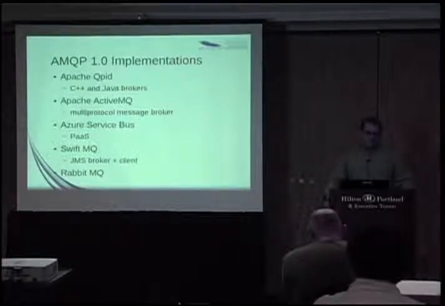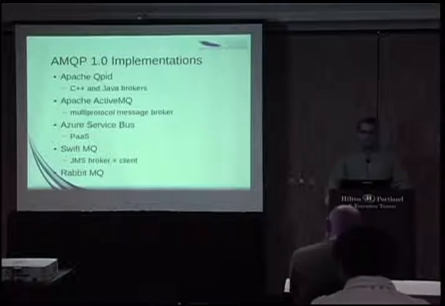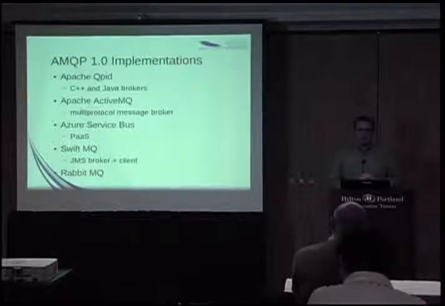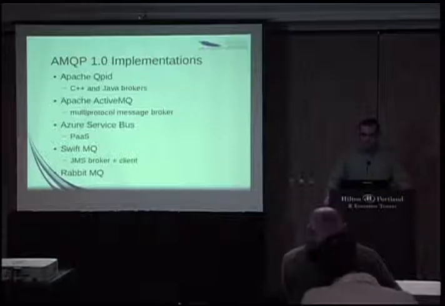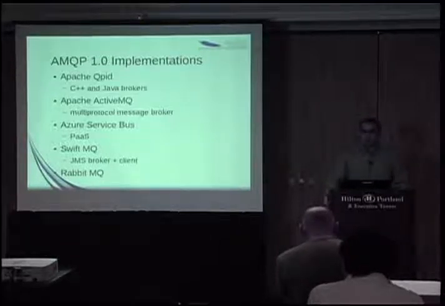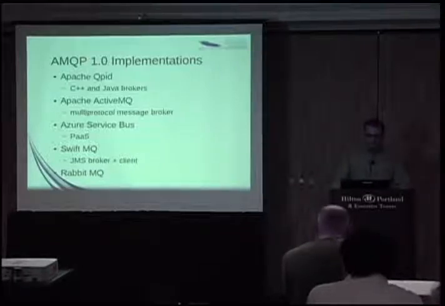The state of the world right now with respect to implementations: there are actually a bunch of implementations out there already, and these are all traditional broker type implementations. Apache Qpid offers a C++ and Java broker. ActiveMQ, the latest one, I think is 5.8, now speaks AMQP 1.0. Microsoft offers an AMQP front end to Service Bus, which is a platform as a service offering of message queuing. SwiftMQ has a JMS broker and client that both speak AMQP. RabbitMQ offers an AMQP 1.0 adapter as well.